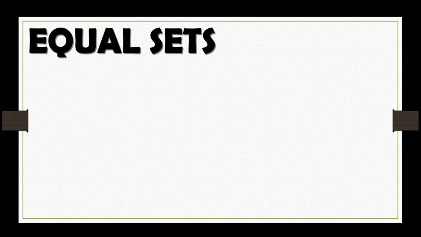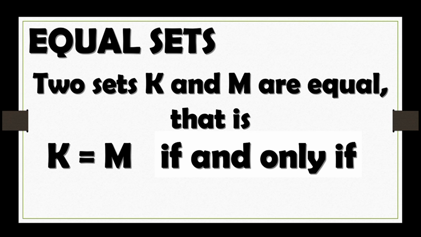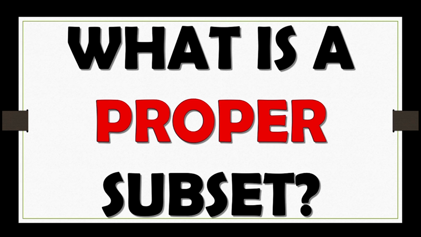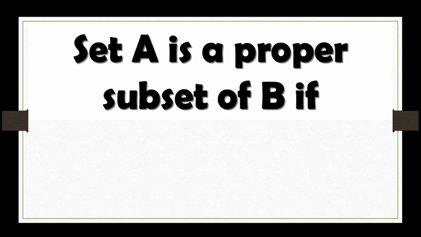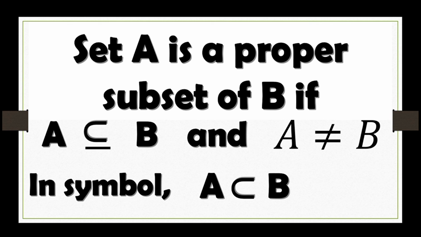What are equal sets? Two sets K and M are equal, that is, K is equal to M, if and only if K is a subset of M and M is a subset of K. What is a proper subset? Set A is a proper subset of B if A is a subset of B and A is not equal to B. In symbol, A is a proper subset of B.